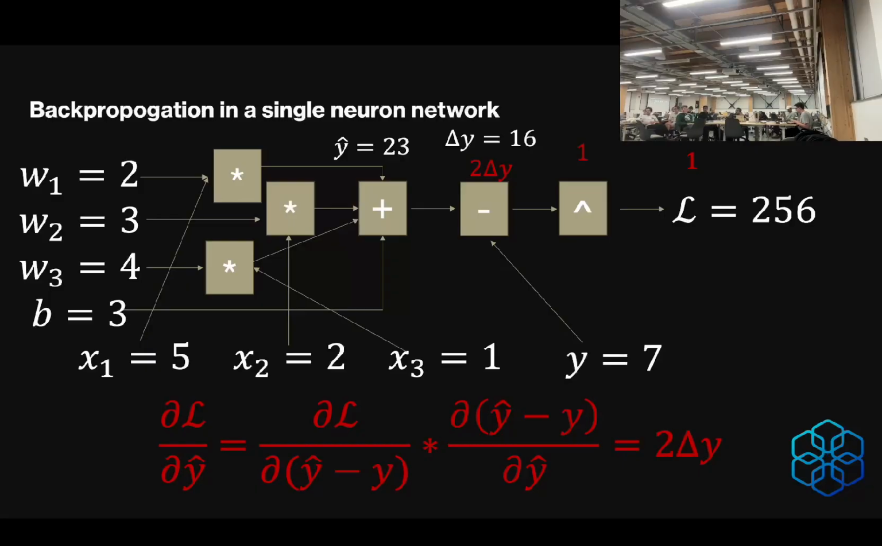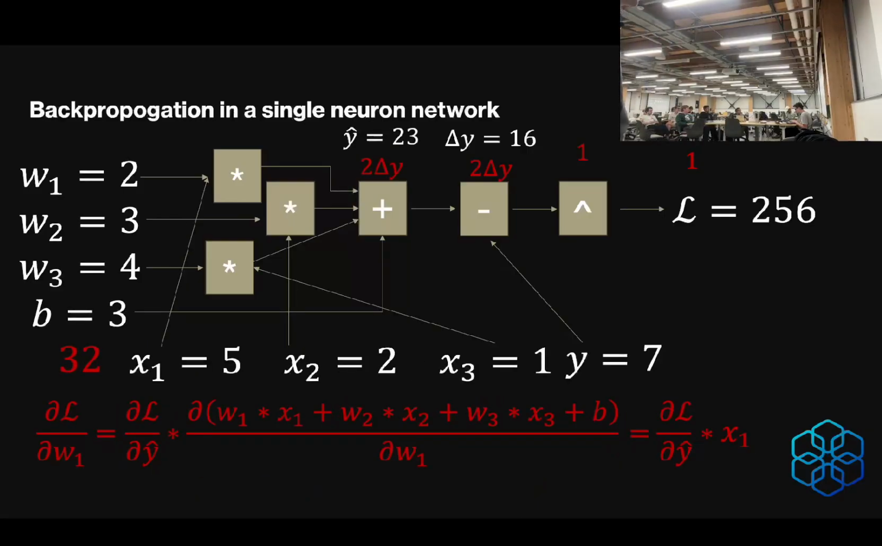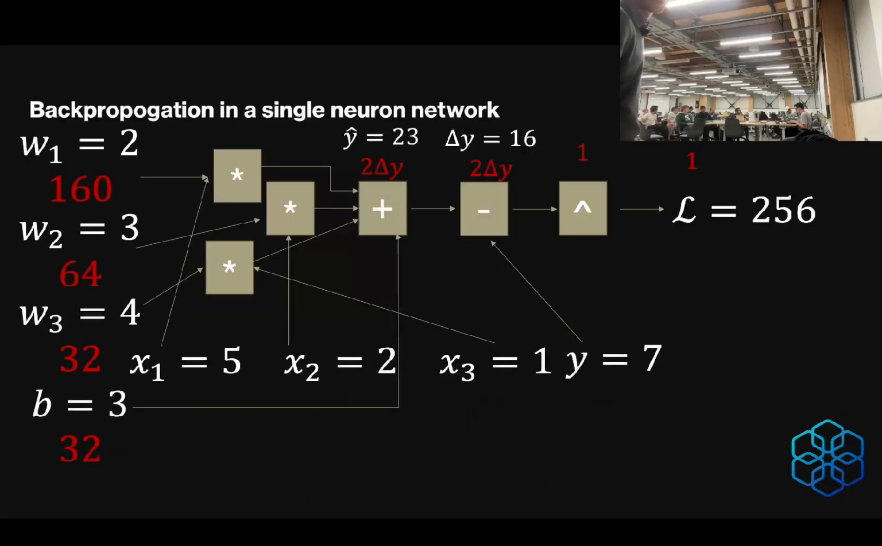And now we can see, so I already put this in the remaining, right? And so these are the values. So it should be 160, 64, 32, and 32. And because we know that the derivative of y hat is 2 delta y, which is 16, so that's just going to be 32 multiplied by x1, so that's going to be 160, and so on and so forth.